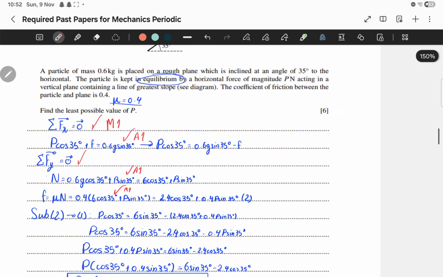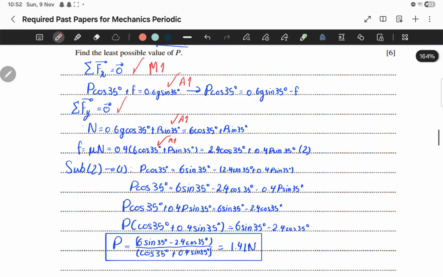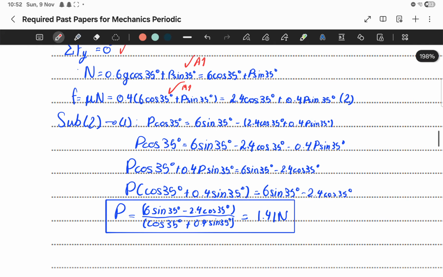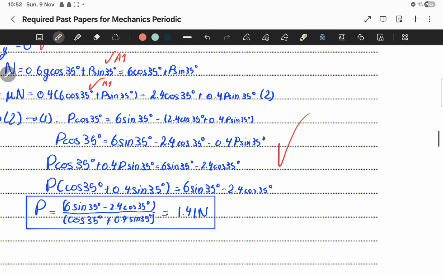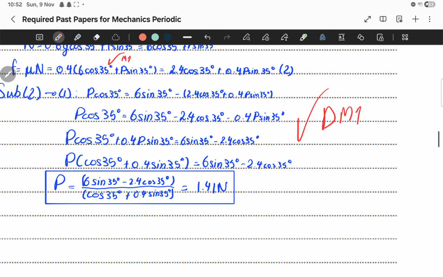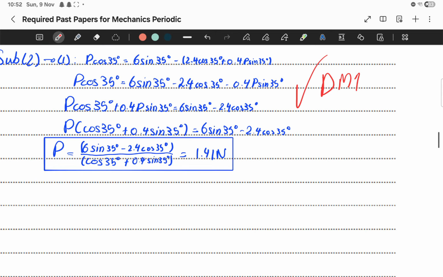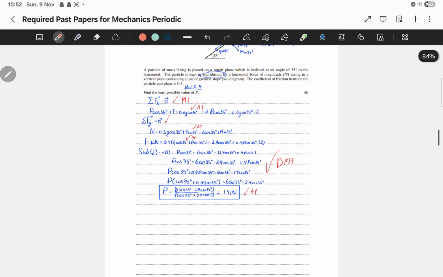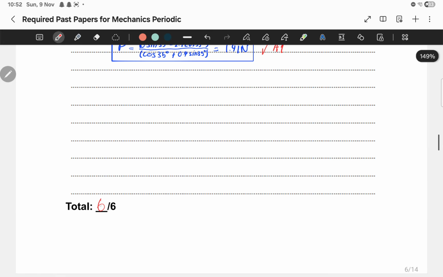Also, I'm pretty sure you just need 2 marks after. You get 4 marks within the first 4 lines of working. Now, solve for P. So this is all solving for P, and this big tick is dm1. dm1 means dependent on the other marks. And then if you get an answer which rounds to 1.41, you get A1. So now let's count up these marks: 1, 2, 3, 4, 5, 6. 6 out of 6. So the total is 6 out of 6.